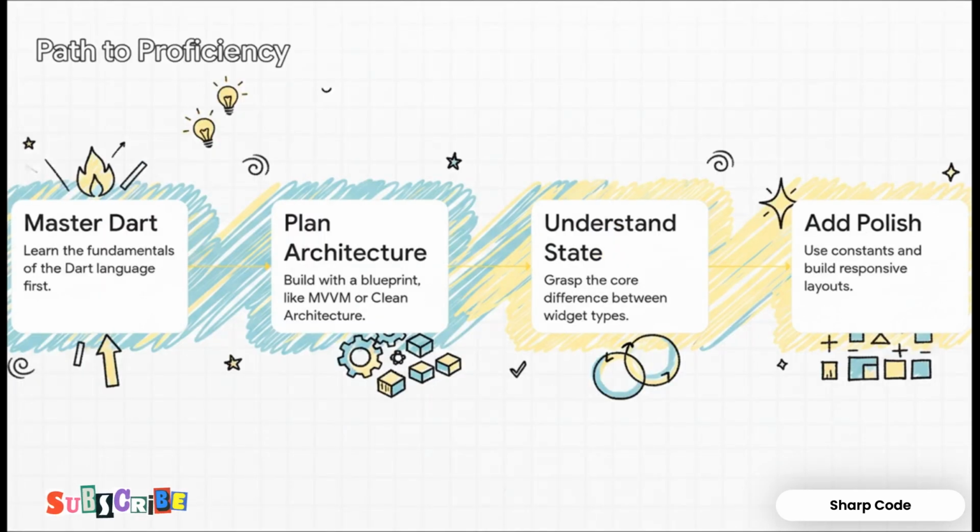So let's bring it all home. Here's your 4-step path to becoming a proficient, confident Flutter developer. 1. Master your Dart fundamentals. 2. Always plan your app's architecture. Build with a blueprint. 3. Get a deep understanding of widgets and state. And 4. Apply that professional polish that makes your apps truly shine.